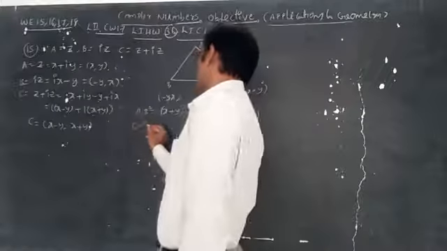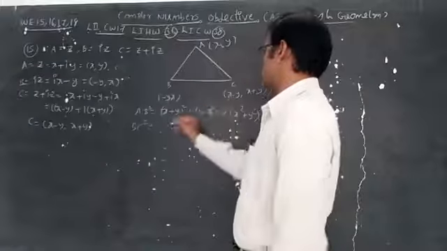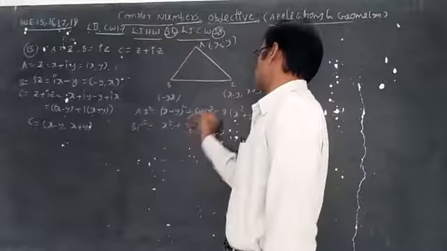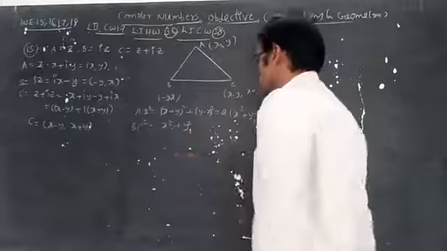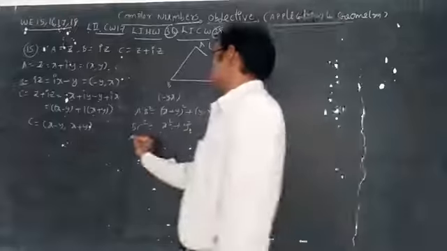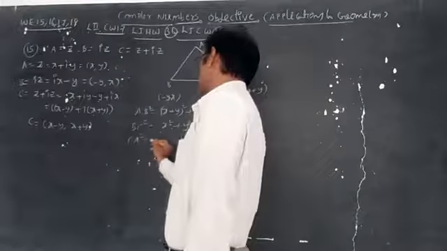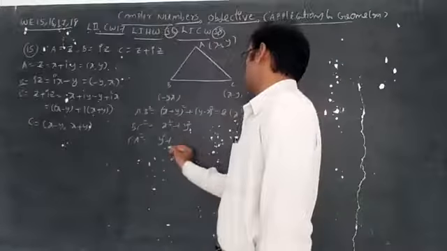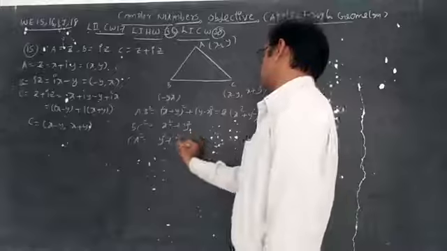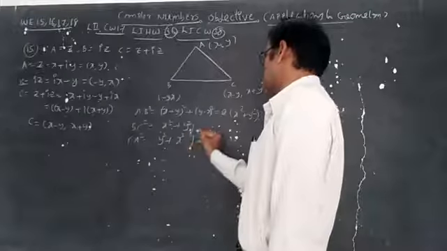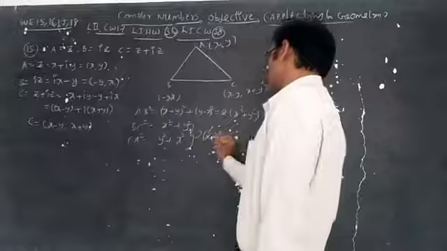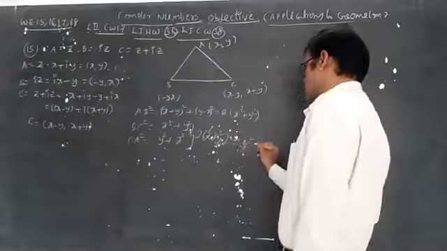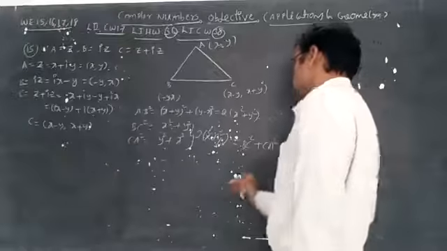Now BC square. BC square is equal to x minus y plus y, so simply x square, next x plus y minus x, so it is simply y square. BC square is completed. Now write CA square: x minus y minus x whole square, so it is y square, plus x plus y minus y whole square, which is x square. Add these two values and you get 2 into x square plus y square. So you can write this as BC square plus CA square.